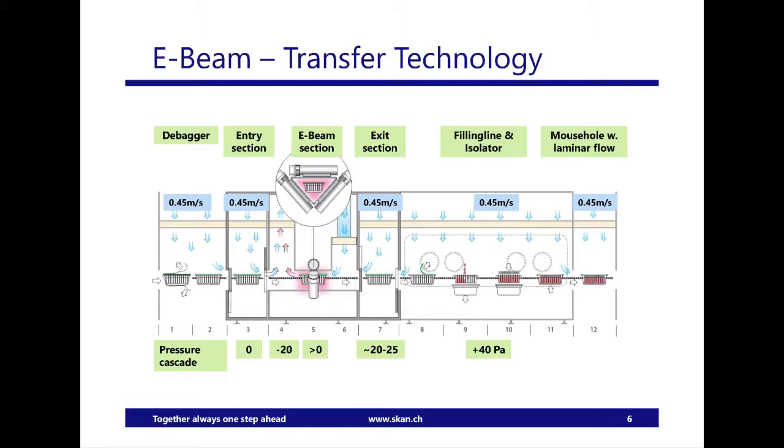From here on it goes back into the room grade C. In the isolator we have the grade A room, and you see the critical point of fill has the highest pressure. The more we go over here, the lower the pressure. At the e-beam here, we have the exhaust. This is how such a system looks.